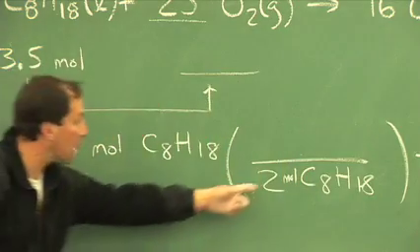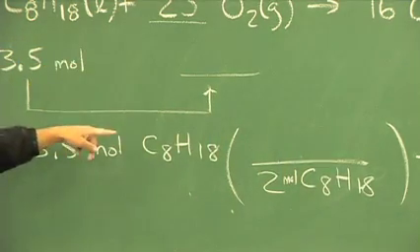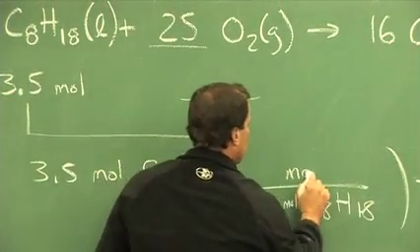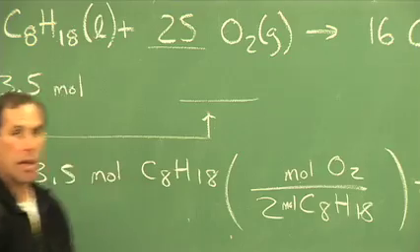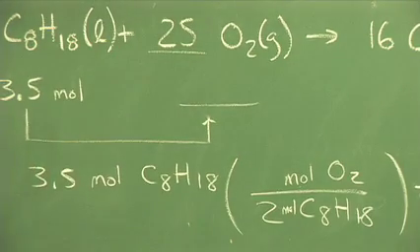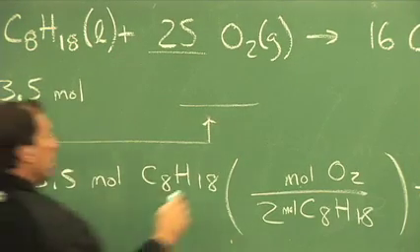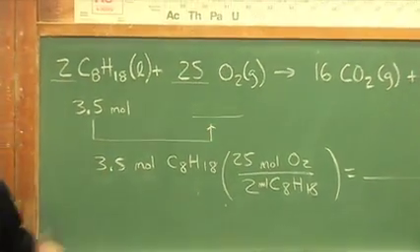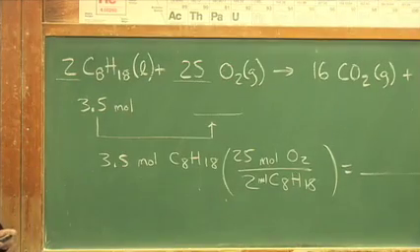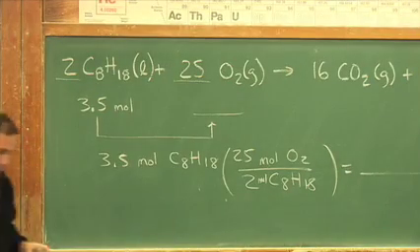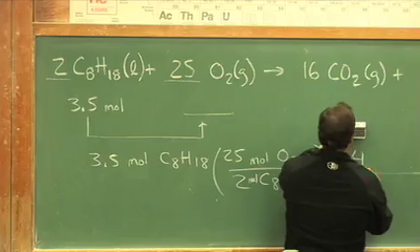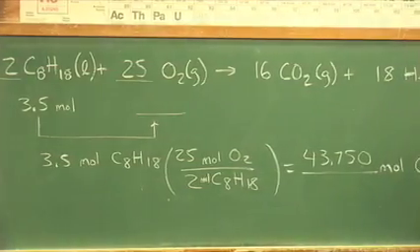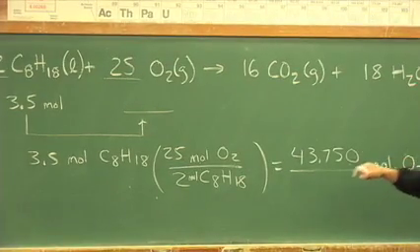In my haste, I left out the moles. On the top, we want moles of O2 to appear. That's what we're after. So let me put moles of O2 on the top. The number that we get, straight from the balanced reaction, a 25. So on your calculators, 3.5 times, call it 12 and a half. And I calculate a value of 43.750 from my calculator.